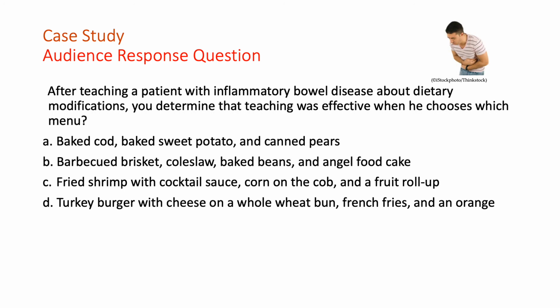So baked cod, baked sweet potato, and canned pears provide some protein, provide some carbohydrate. It's a very low-fat diet, and those pears, canned means cooked basically, and so they're going to be a lot easier to digest even than raw pears. So your answer here is A. And I hope that was a helpful discussion about post-bowel surgery and anti-inflammatory nutrition. And we'll talk about rheumatoid arthritis next.